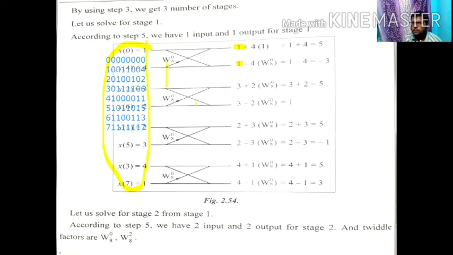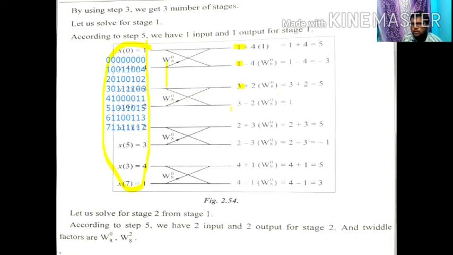Similarly for the next butterfly. Here the input is 3, and the next input is given as 2. Consider this node. First it receives the signal 3 as input here, so I put here 3. Next is 2, so 2 into W8 power 0, which is 2 into 1, that is 2. So 3 plus 2 is 5.